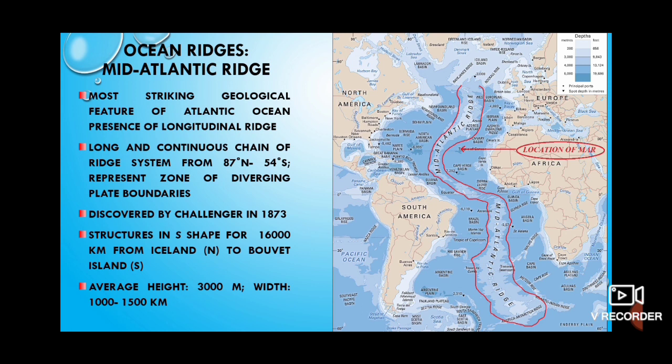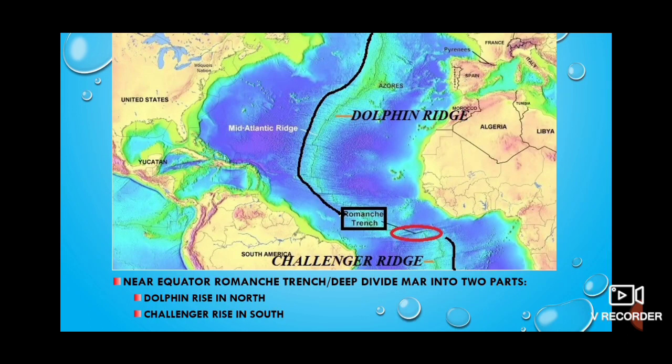It is covered by an average depth of 3,000 meters and has an average width of 1,000 to 1,500 kilometers. Near the equator, the Mid-Atlantic Ridge is divided by the Romanche Trench. The northern part of the Mid-Atlantic Ridge is known as Dolphin Rise. The southern part of the ridge system is called Challenger Rise.